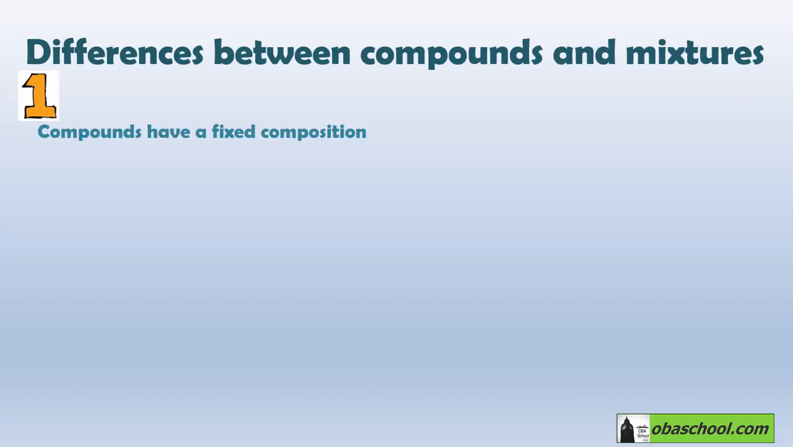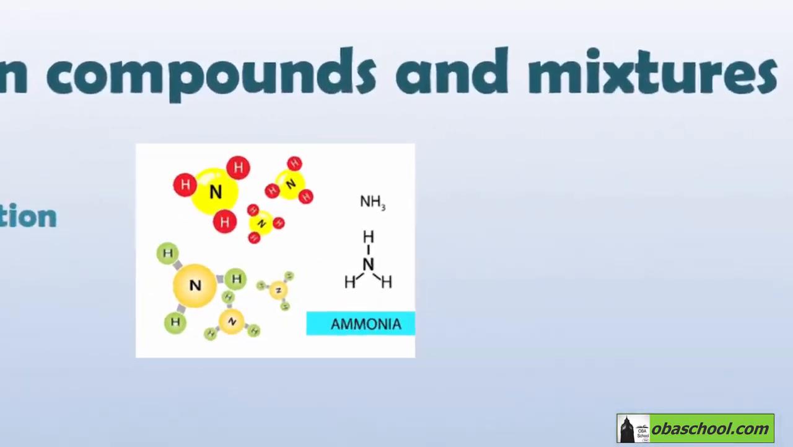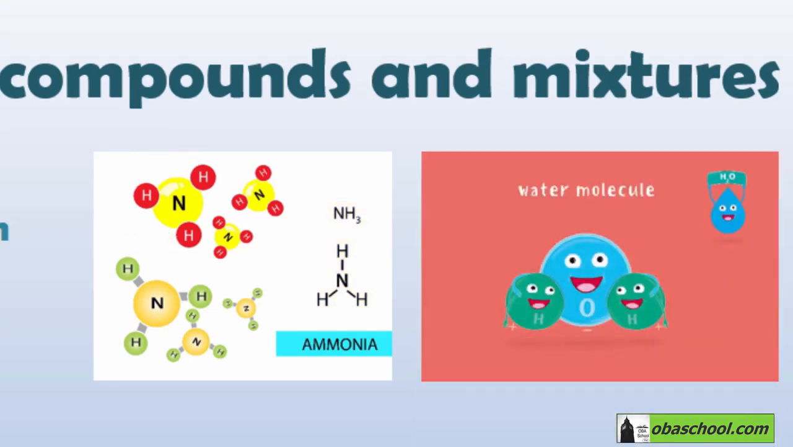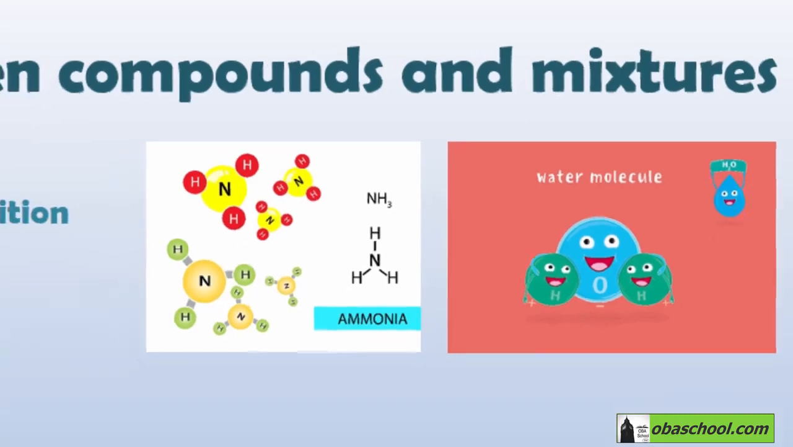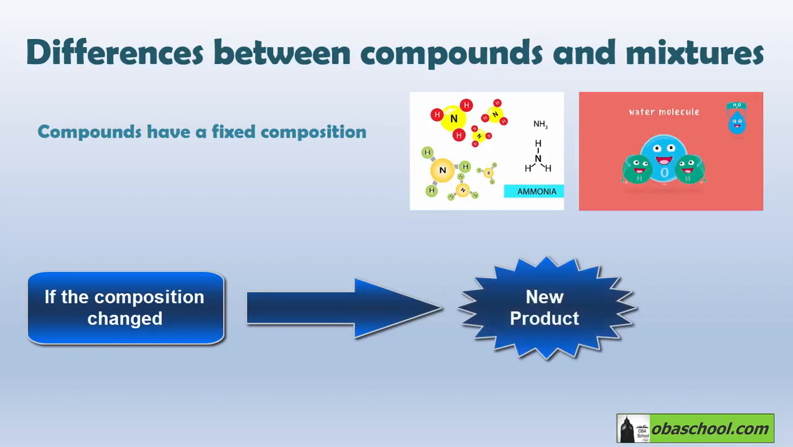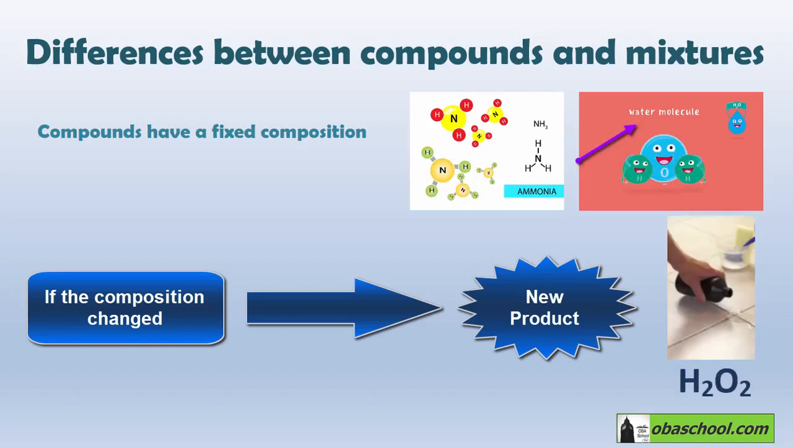First of all, compounds have a fixed composition. For example, ammonia, which is NH3, will always have one nitrogen atom that is bonded to three hydrogen atoms, so its molecular formula is NH3. The water molecule, which we have seen before, will always have one oxygen atom that is bonded chemically to two hydrogen atoms. The number of atoms of each element in a compound is fixed and won't change, because if the composition changed, then we will have a new compound, as we have seen when we added one oxygen atom to the water molecule. We ended up with a new compound, which is hydrogen peroxide, H2O2.